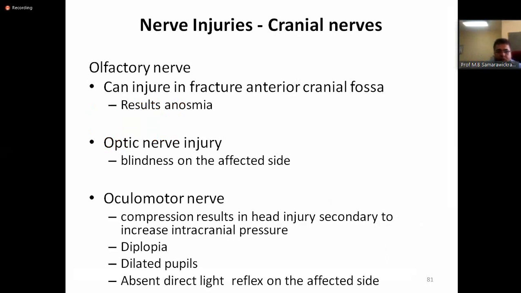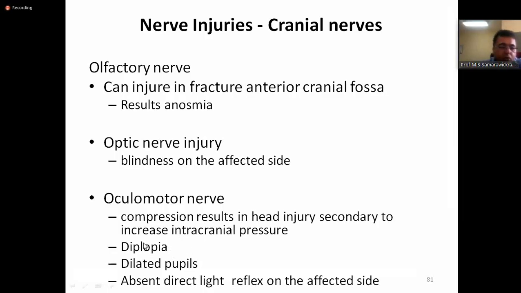Cranial nerves. Olfactory nerve can be injured in fracture of the anterior cranial fossa that results in anosmia, and optic nerve injury results in blindness. Oculomotor nerve injury, that is the most common nerve to be compressed in increased intracranial pressure in head injuries. So therefore you can get dilated pupils and absent direct light reflex on the affected side.